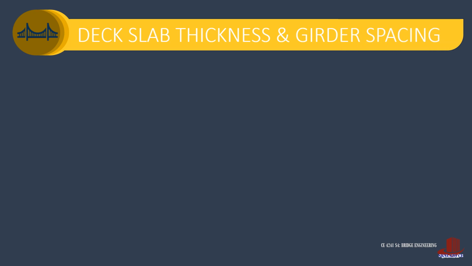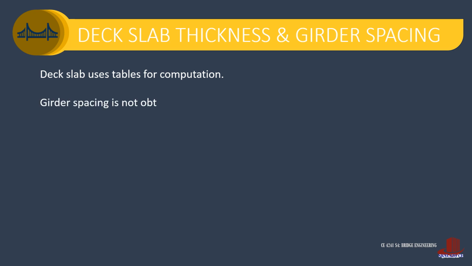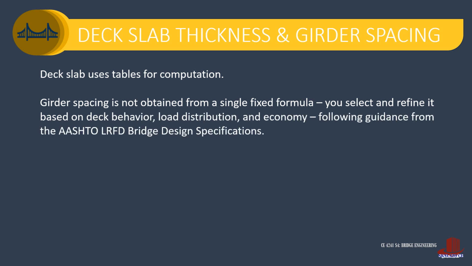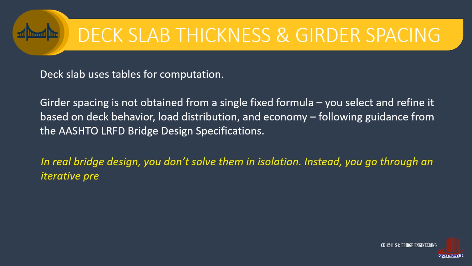In the computation of the slab and the girders, there are two things worth pointing out. One, the slab thickness is computed using a table of equations for the different bridge configurations. The second is the girder parameters, and unfortunately, they can't be figured out using a single formula, but on assumption and refinement. It is solved through iteration.